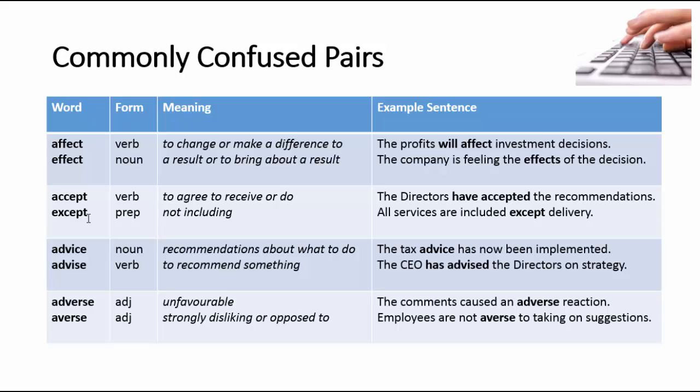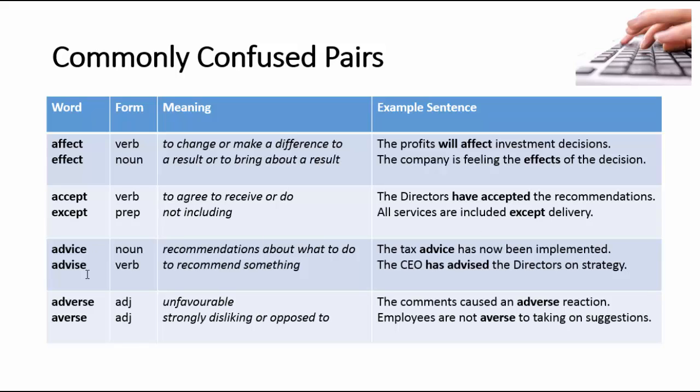Accept and except. It's a homophone, which means they sound the same. And you just have to know that they are actually different words. One's a verb and one's a preposition. To accept means to agree, to receive. The directors have accepted the recommendations. So that's the verb. But except means not including. All services are included except delivery.